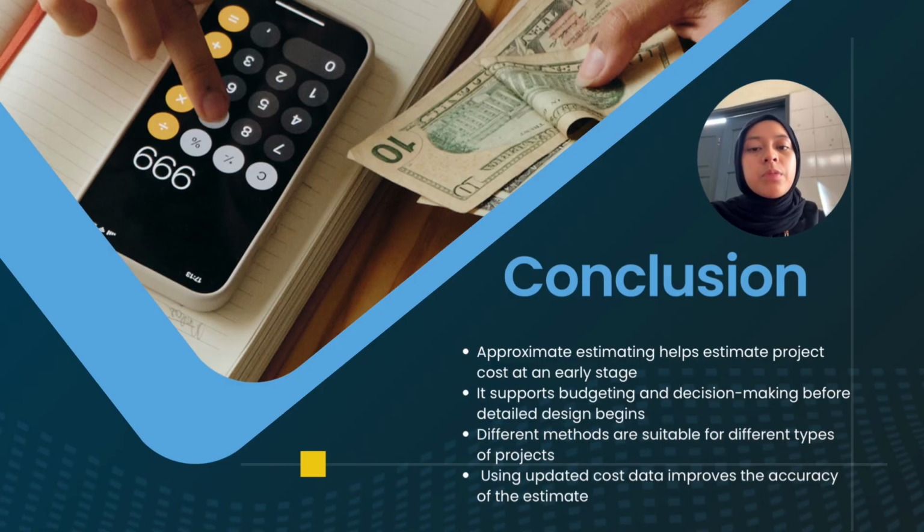In conclusion, approximate estimating is an important tool in the construction industry because it provides an early estimate of project costs. It also helps clients prepare budgets, support decision making, and also helps to improve project planning before detailed drawings are complete. And then different estimating methods are suitable for different types of projects. So selecting the correct method is very important so that we can produce a more reliable estimate.